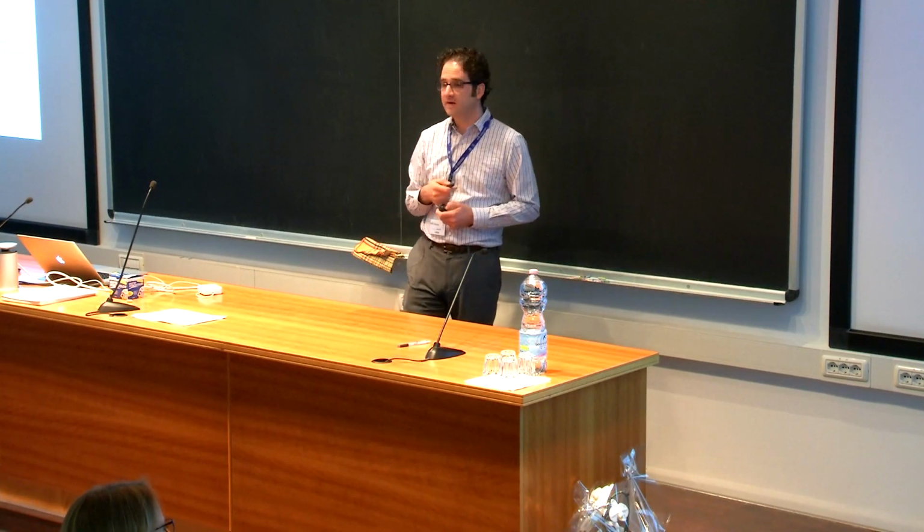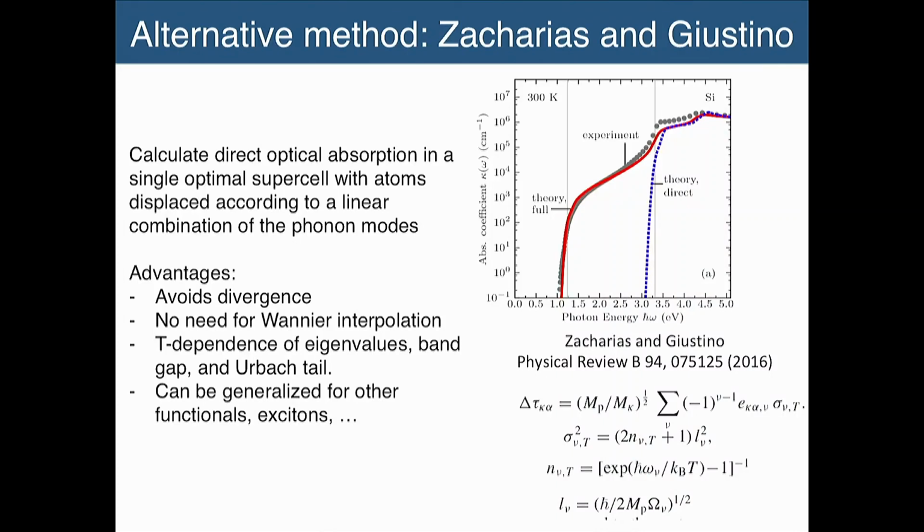And last, of course, I'll emphasize a very promising alternative method to calculate Phonon-assisted optics developed by Zacharias and Giustino. And it's a very smart method. Instead of doing second-order perturbation theory, where your two perturbations are photons and phonons, what they discovered is that you can do a direct calculation and incorporate the phonons into your starting Hamiltonian, into the structure itself. So they discovered that a single optical supercell, where you multiply your unit cell by an integer number, and then you displace the atoms according to a specific linear combination of the vibrational modes. So your structure now incorporates the electron-phonon Hamiltonian.